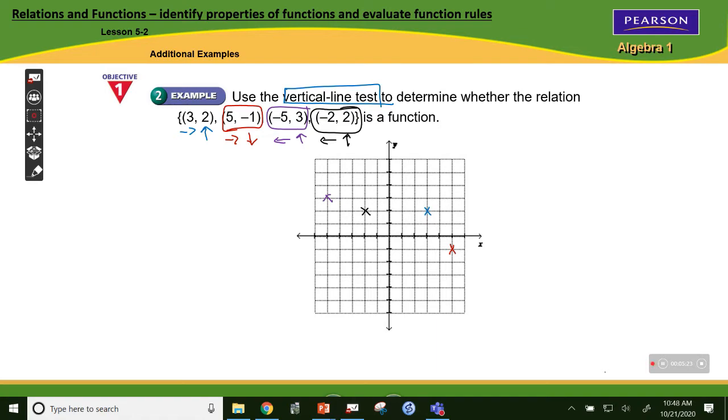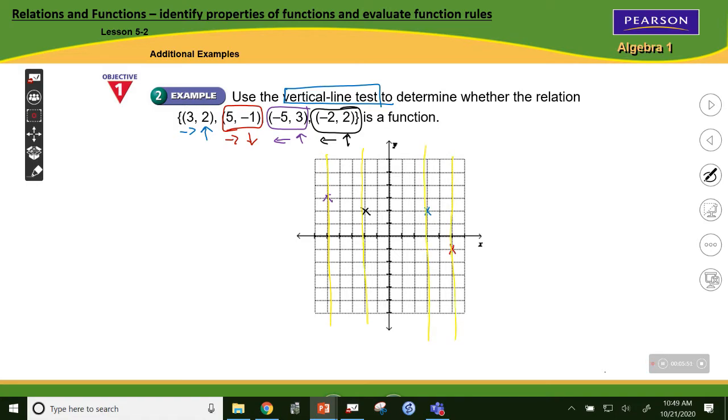When I plot a point, I always start in the very middle of the graph in the origin, which has coordinates of 0, 0. And then I move left and right according to the X value, and I move up and down according to the Y value. So I'm trying to give you as much of a hint there as I can. It says to use the vertical line test to determine whether the relation is a function. So to do that, I'm going to draw a vertical line through each point and see if it hits any other points on the graph.